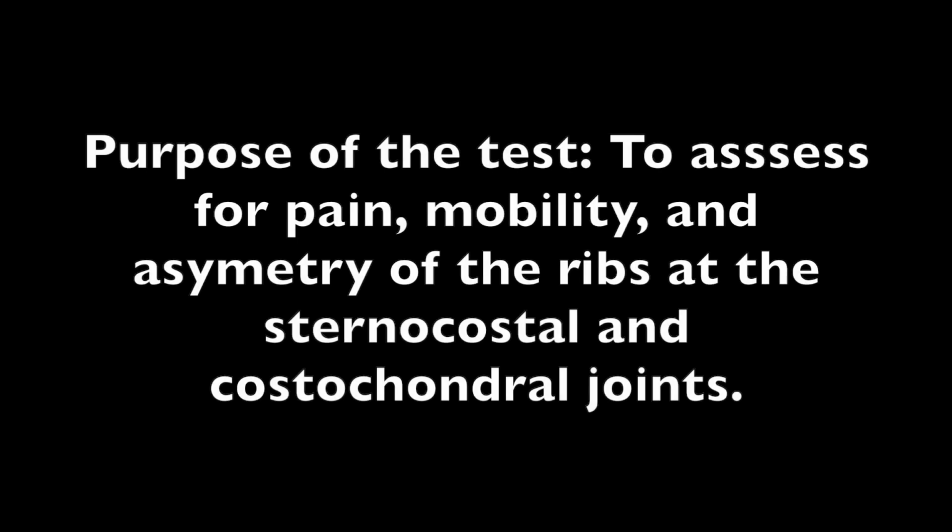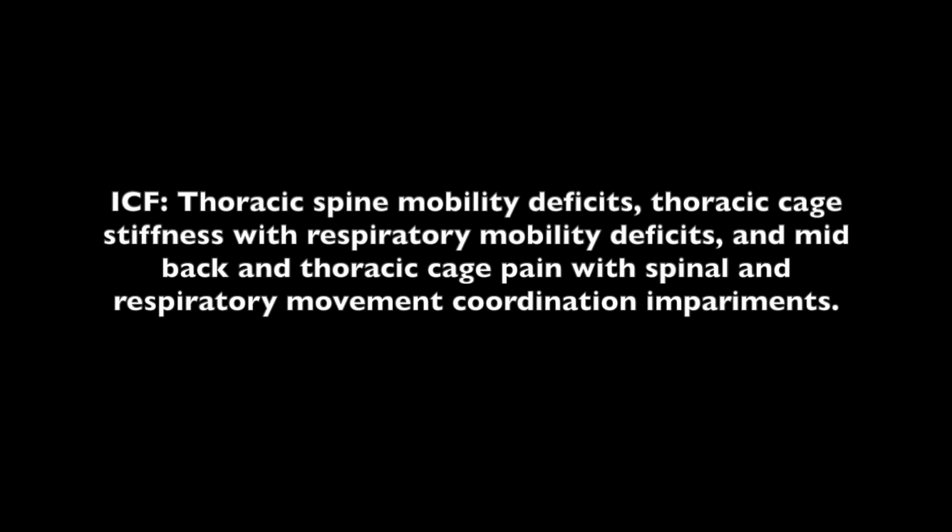The purpose of this test is to assess for pain, mobility, and asymmetry of the ribs at the sternocostal and costochondral joint. The ICF category for this patient would be thoracic spine mobility deficits, thoracic cage stiffness with respiratory mobility deficits, and mid-back and thoracic cage pain with spinal and respiratory movement coordination impairment.